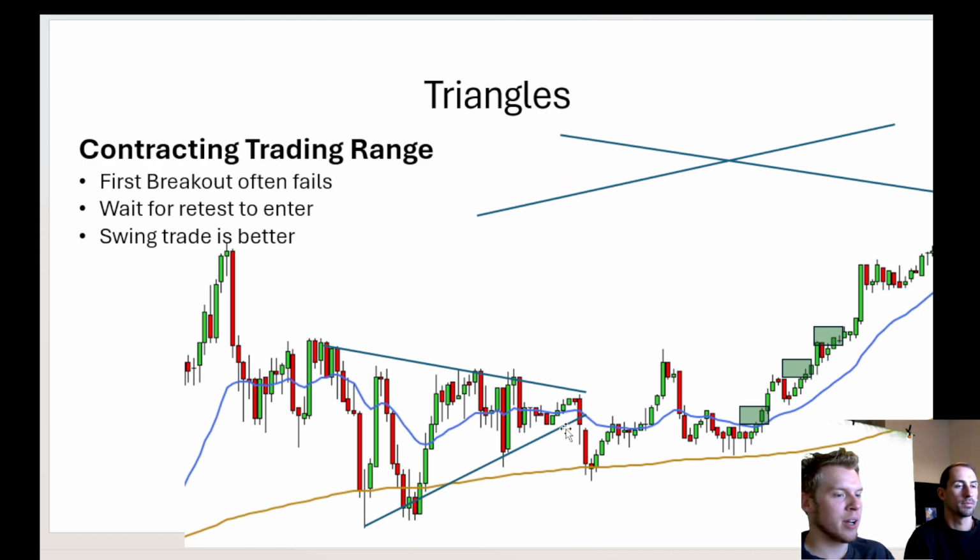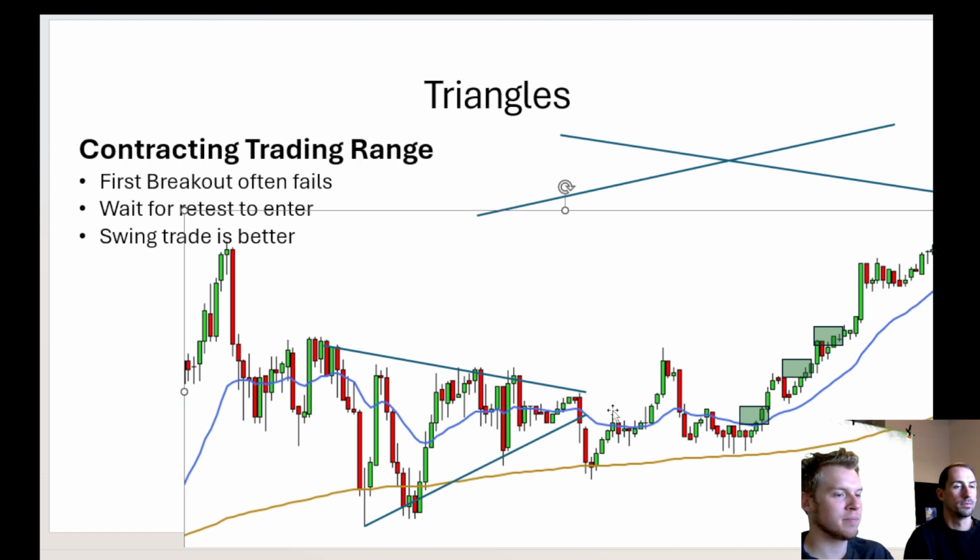So we can see here, triangle breaks out. Instead of just immediately selling off, oftentimes it'll come back to the apex of the triangle, right to the middle there. So you want to look for the breakout, then you want to look for it to retest before trying to find another entry.